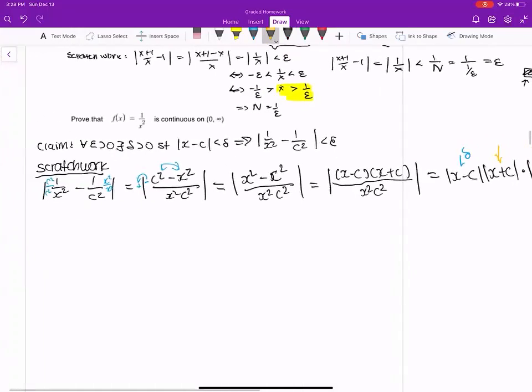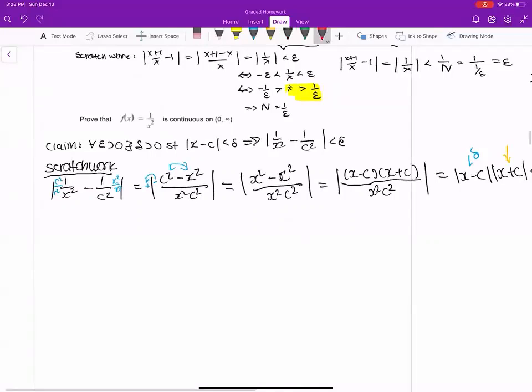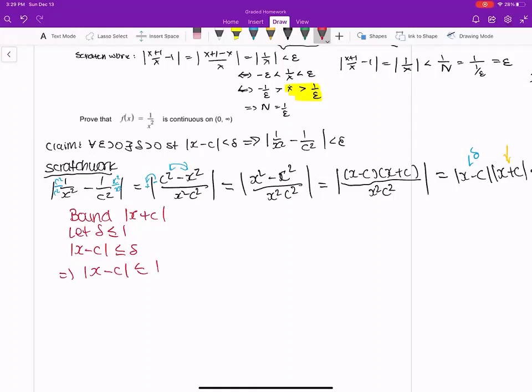So let's start with x plus c. Let's bound absolute value of x plus c. Okay, so let's let delta be less than or equal to 1. That'll be our bound. So we have absolute value of x minus c less than or equal to delta, so absolute value of x minus c is less than or equal to 1 because delta is less than or equal to 1. Then we get minus 1 less than x minus c less than 1. You can break the absolute value like that. Move the c over, you get c minus 1 less than x less than c plus 1.